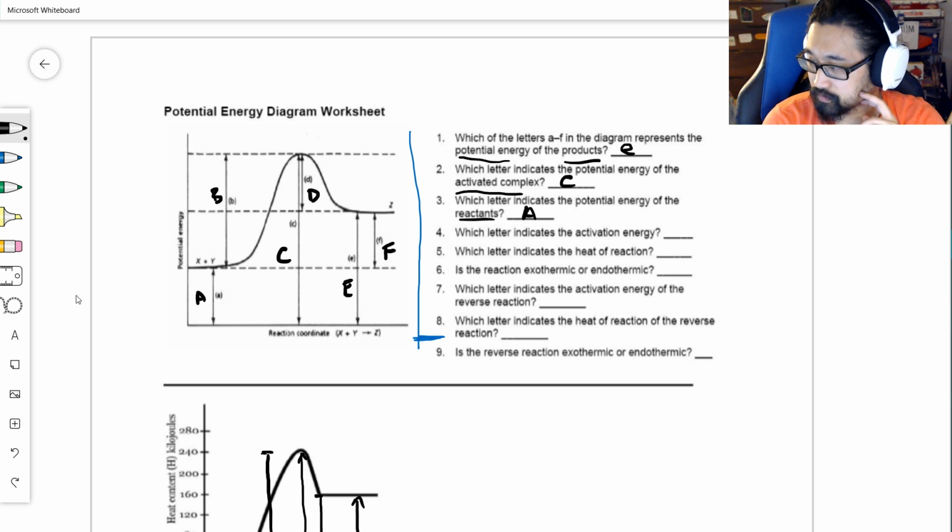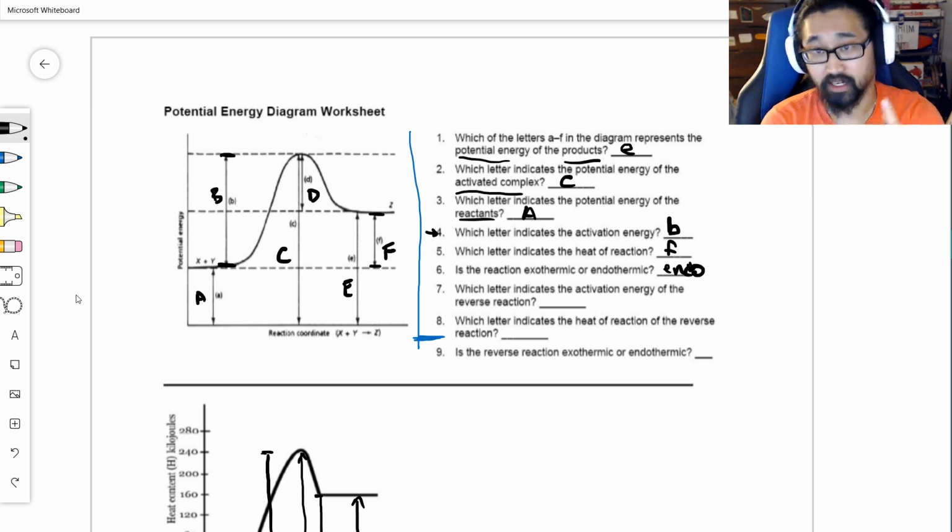Activation energy. Now notice, in number 4, actually for most of the ones we just did, they did not specify forwards or reverse, so safe to assume they mean the forwards. Activation energy is from where we start to the top of the hill, that's B. The heat of reaction is between the products and the reactants, so that's F. And is it endo or exo? Well, it's endo, and the reason it's endo is it ends higher than it started.